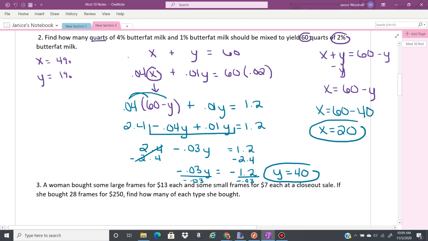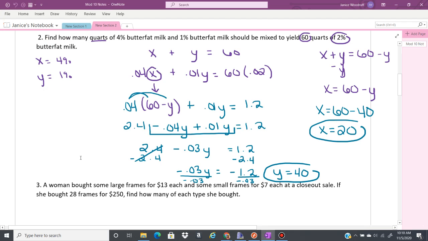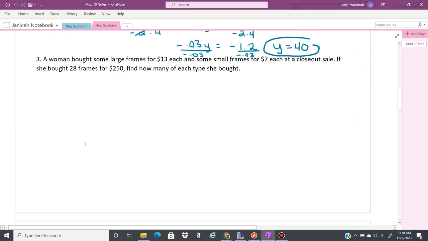All right. Number 3 is a similar problem in that we're going to have a multiplier, and then we're going to have an amount equation. So we have a woman who bought some large frames for $13 each and some small frames for $7 each at a closeout sale. If she bought 28 frames for $250, how many of each type did she buy? There's kind of a typo right there.